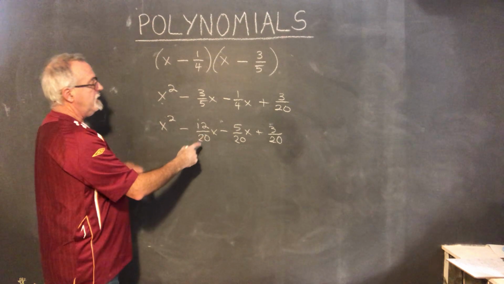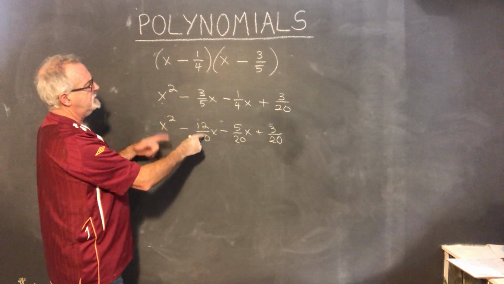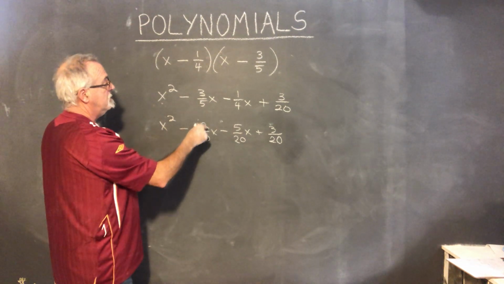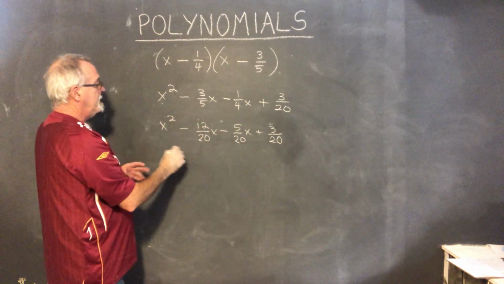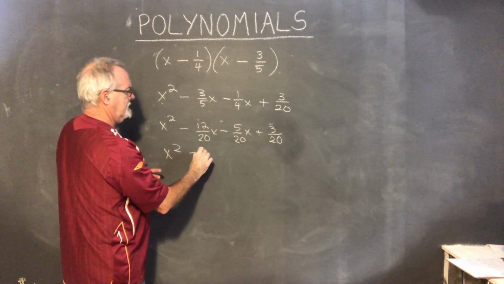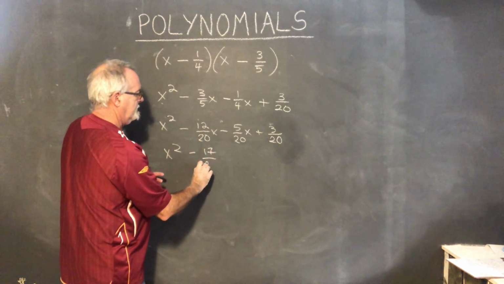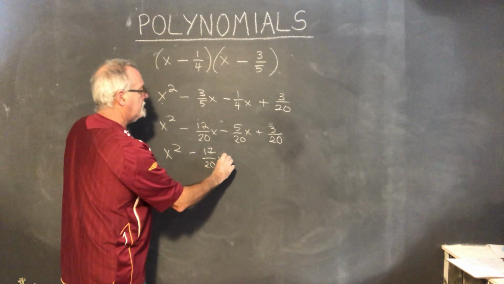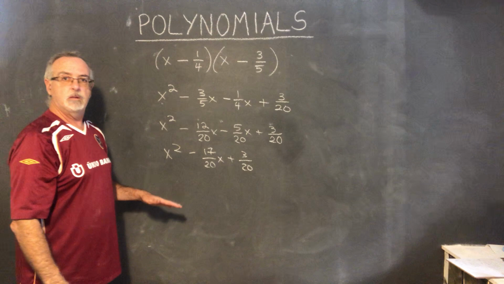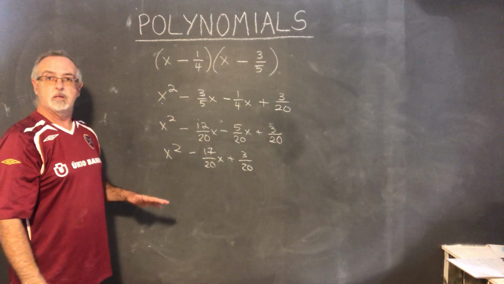Okay, combining similar terms. Okay, 3/5, that's 12/20. I'm slowing down and being careful. 5 times 4, 20, yes, 4 times 4, yes. So x squared minus 17/20 x plus 3/20. I did it. I think I did it correctly. If you think I made a mistake, you can say so.